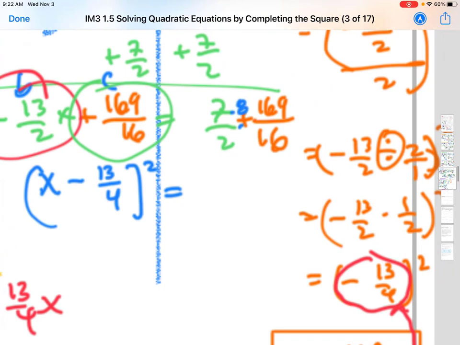Again, you have a common denominator of 16. So the reason why you multiply by 8 over 8 or 1 is you're finding an equivalent fraction that has a denominator of 16. So this will give me 56 over 16 plus 169 over 16.